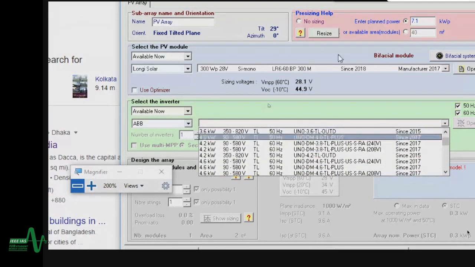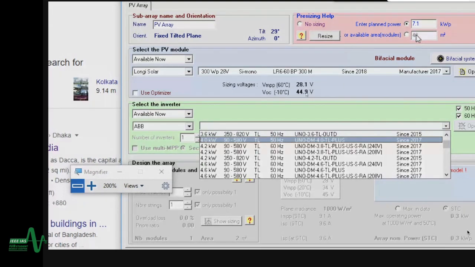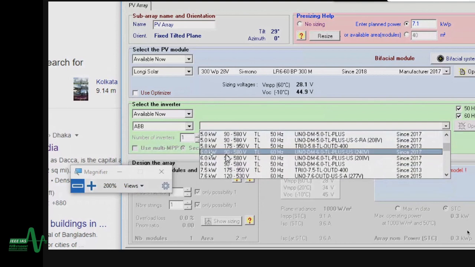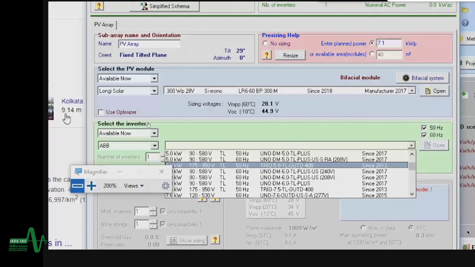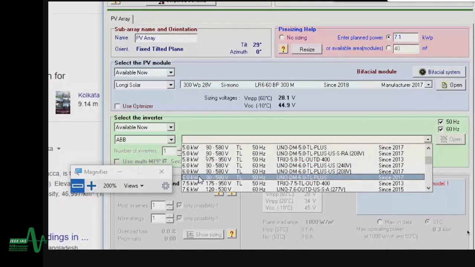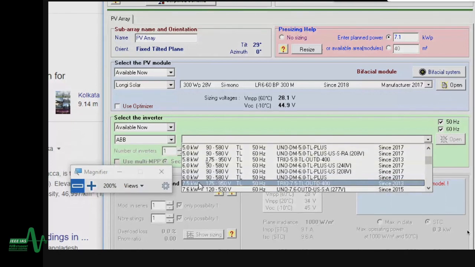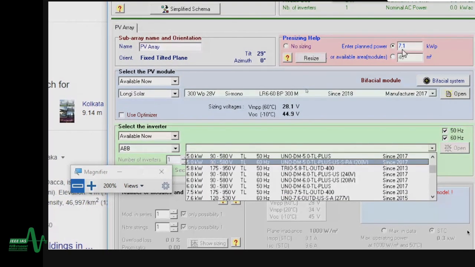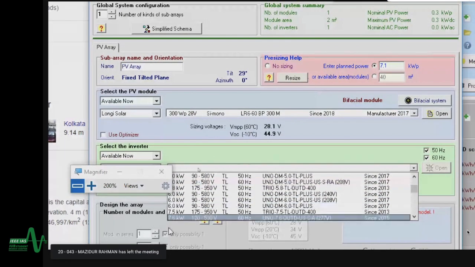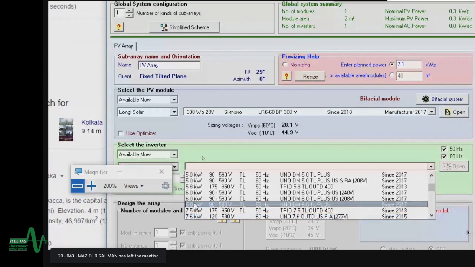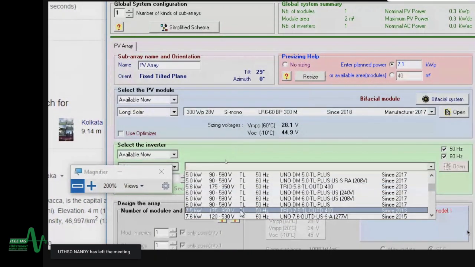There are a lot of inverter sections in there. Since our plant is 7.1 kilowatt, we have to choose exactly 7 or a little bit more. Here I want to give you one crucial piece of information: whenever you design an on-grid system, try to make the inverter similar. Let's say if it is a 7 kilowatt system, choose a 7 kilowatt inverter. If it is 8 kilowatt, choose an 8 kilowatt inverter. Right now since it is 7.1, I have to choose 7.5. As you can see, 7.5 kilowatt is in here.